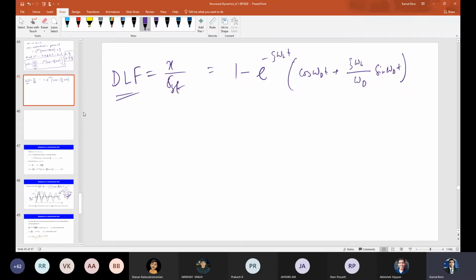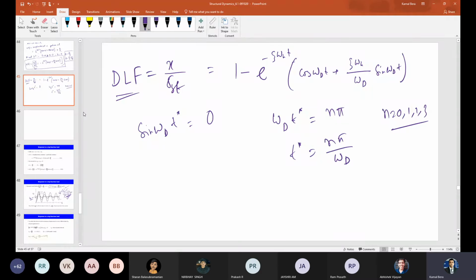max of this, so what we are getting, the sine omega d, so let us call it t star, or whatever that time is, equal to 0. So omega d t star, you can see from the figure actually, we don't have to differentiate it, that will be n pi, right? Okay, n equal to 0, 1, 2, 3. If you put t star, t star is equal to n pi by omega d. Or you can also write in terms of t by tn. So n equal to 0, right?